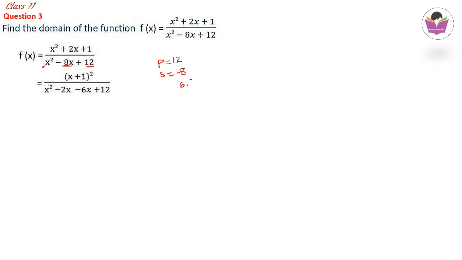6 into 2 is 12, and 6 and 2 adding we will get 8. But here our sign is minus. Quite simple, just put minus here: minus 6 and minus 2. So minus 6 and minus 2 are the numbers. So we are splitting this minus 8x as minus 2x and minus 6x. That is what we have done. So x square minus 2x minus 6x plus 12.